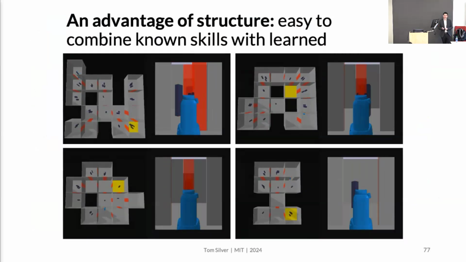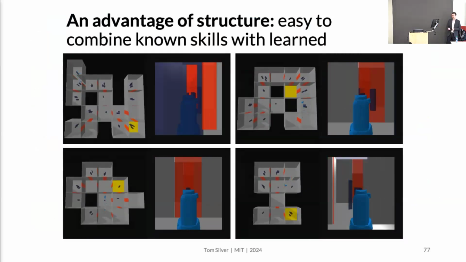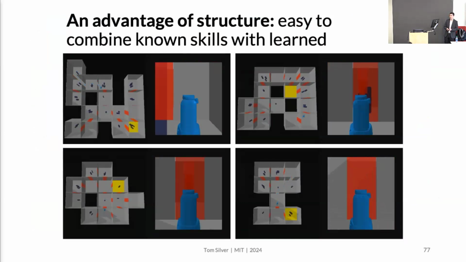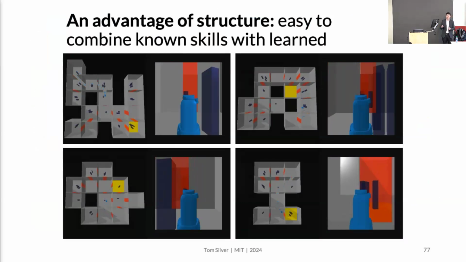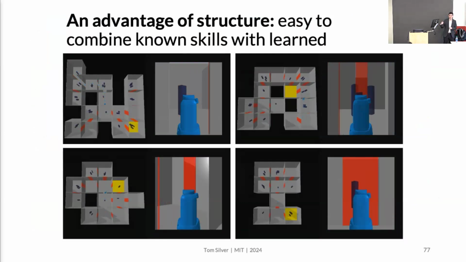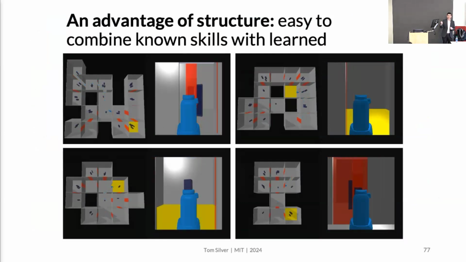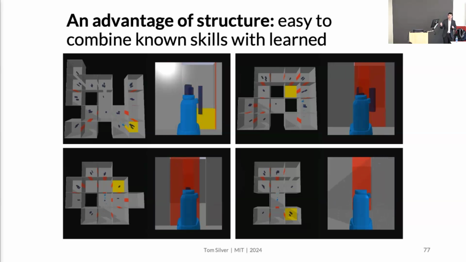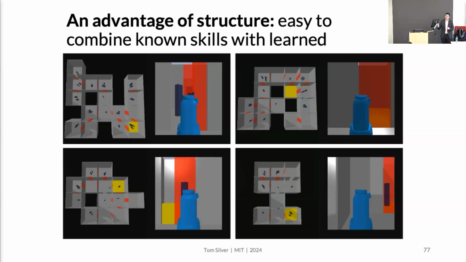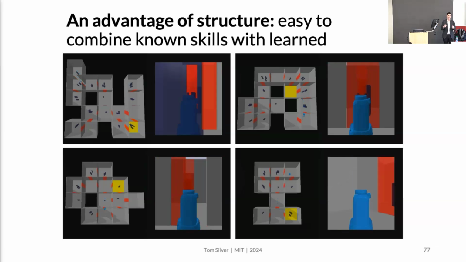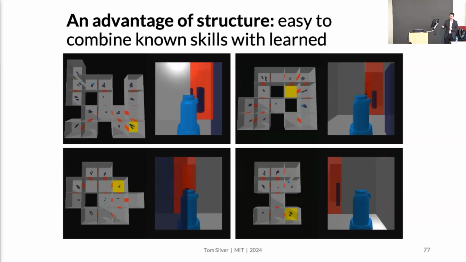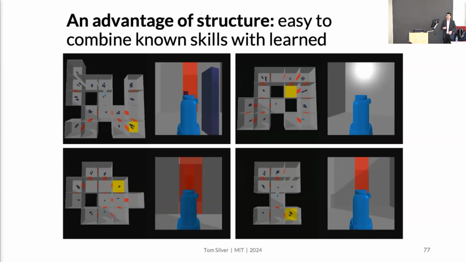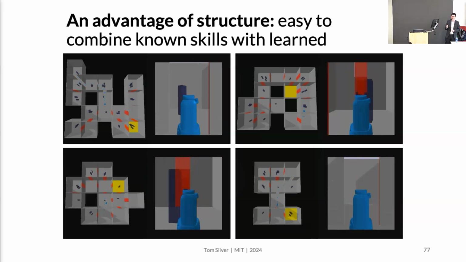And another cool thing is that because we're doing this very structured kind of learning, it's easy for us to combine skills that are learned with ones that we know how to write down by hand. So for example, this is a sort of navigation domain where the robot needs to avoid obstacles, but also open doors. And so we've implemented a skill that uses motion planning techniques to get from one part of a room to another part of a room while avoiding obstacles. But then we've learned an additional skill for opening doors, and now we're using bilevel planning to chain together the door opening and the obstacle avoidance to get from one room to another while avoiding obstacles and opening doors along the way.